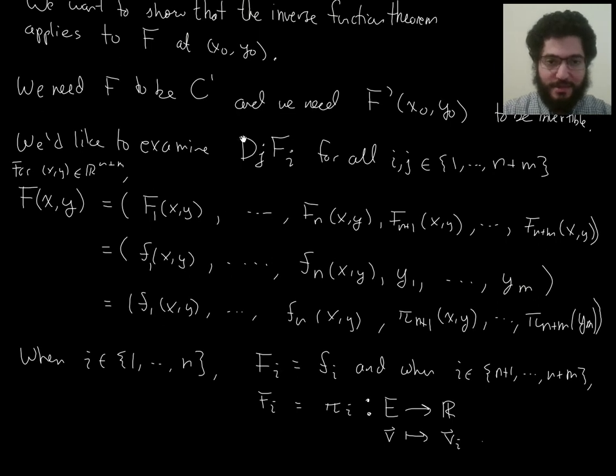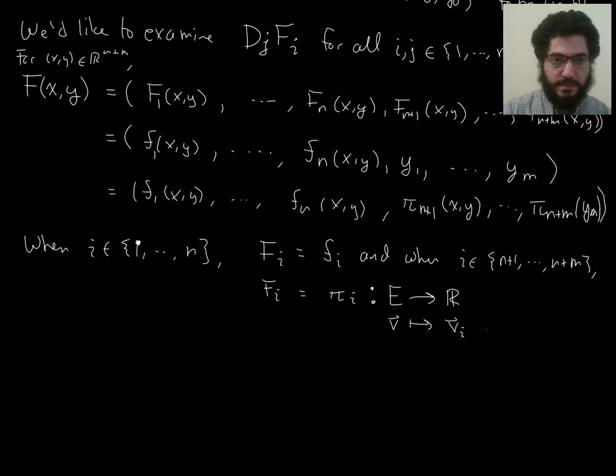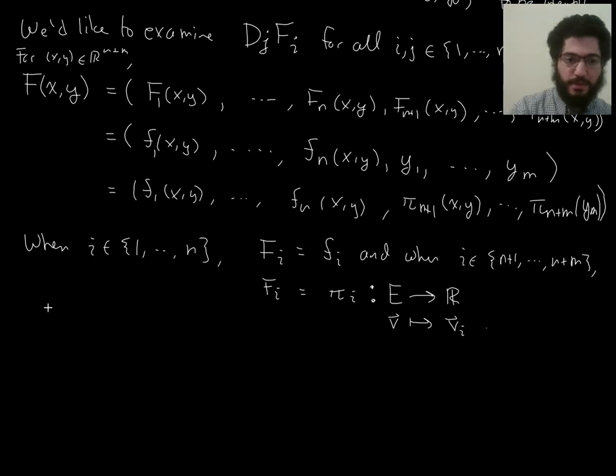Okay, so again, what I'd like to show is that d sub j, f sub I, so this partial derivative, exists and is continuous for all I and j. So I'm going to split into two cases. There's I in this range, you get one kind of behavior, and I in this range, you're looking at a different problem entirely. So let's look at the first range.